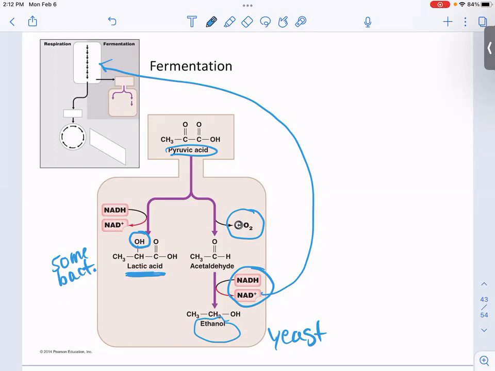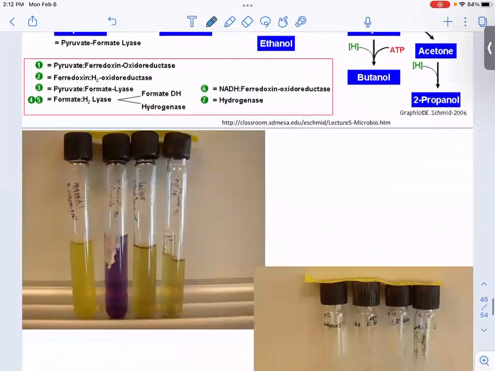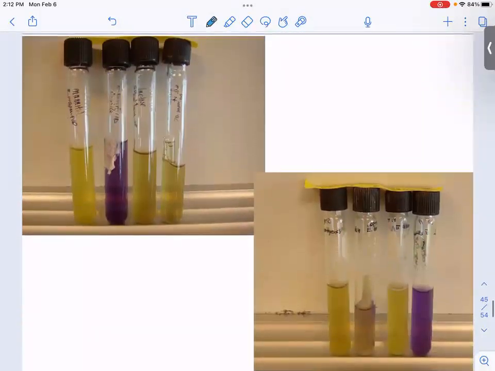I wanted to show you this. Actually, let me come back to this. Let me show you this picture. It's Wednesday or Thursday of this week. If you're in lab, you'll be inoculating these tubes that we call fermentation tubes. Sometimes they're called purple broths because they're purple when we inoculate them.